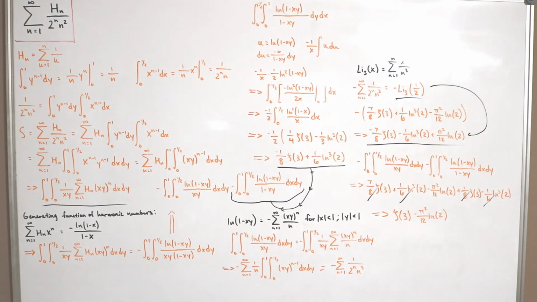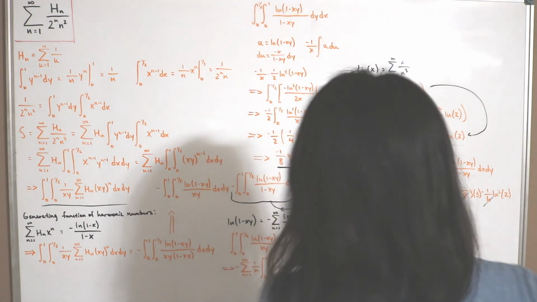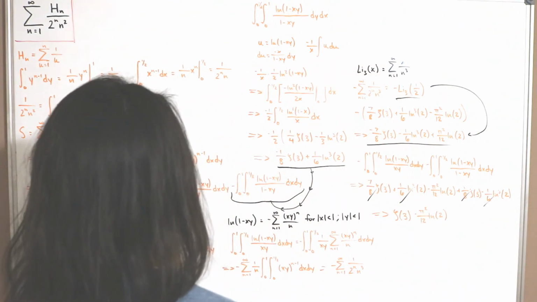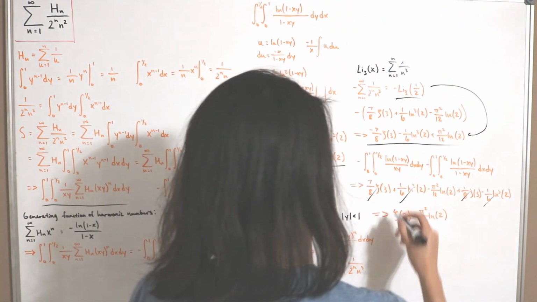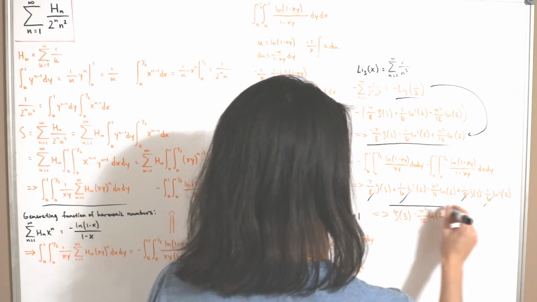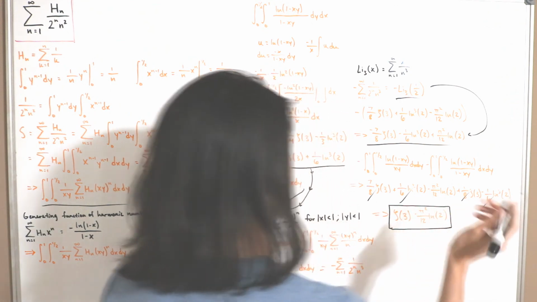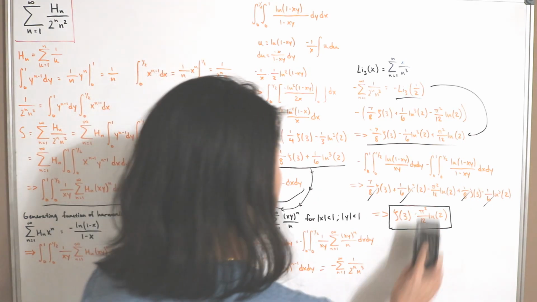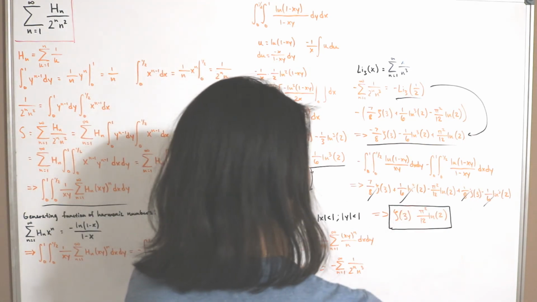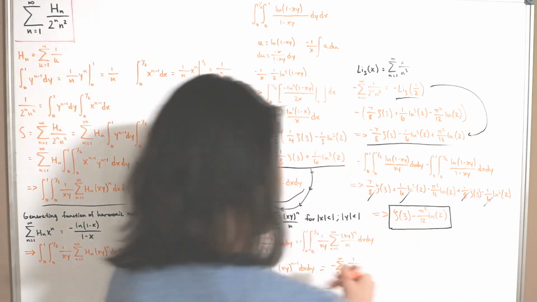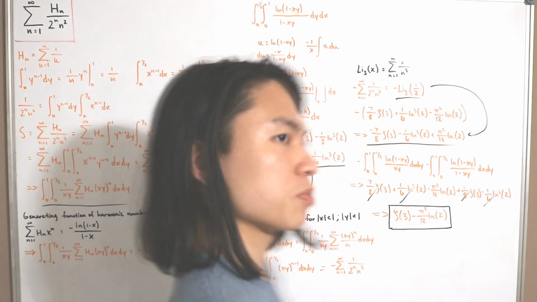That's our final answer. Therefore, in conclusion, the infinite sum of the harmonic numbers, divided by 2 to the power n, of n times n squared, is just equal to the Riemann zeta at 3, subtract pi squared divided by 12, and then multiply by ln of 2, like so. Alright then, that's pretty cool if you ask me.